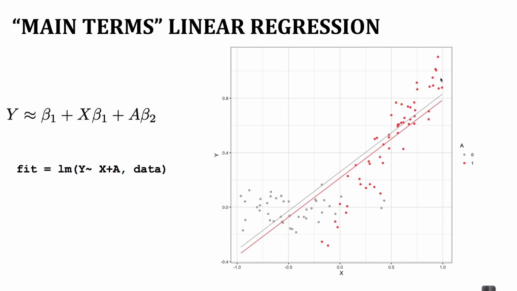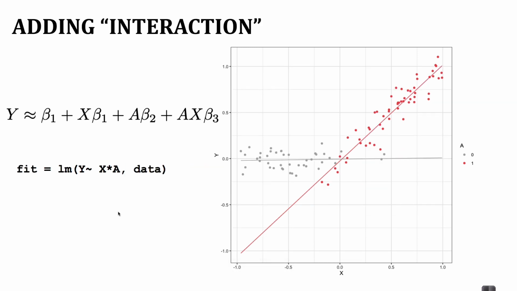Cool. But obviously this is not that great, right? Because if you look at the gray points here, it really looks more like, at least to the naked eye, that maybe the gray line should look like this, and then the pink line should look like that, right? That's what it looks like to me. But because this model is very constrained, there's only one slope for x, no matter what a is. a equals 1, a equals 0, the slope for x is going to be the same. So it can't do that. But we can let it do that if we put in what's called an interaction term.